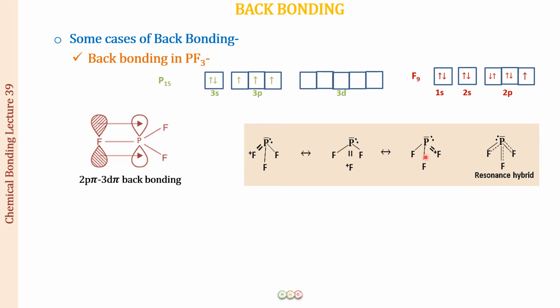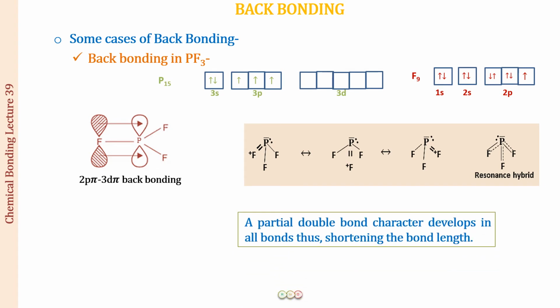So we will be having 3 resonating structures, and this is going to be the resonance hybrid. So all of the 3 P-F bonds are going to have a partial double bond character. And because a partial double bond character is developing in all the bonds, there is going to be a shortening of the bond length. We see that the bond length is 156 picometer, and the bond angle is 96.3 degrees.